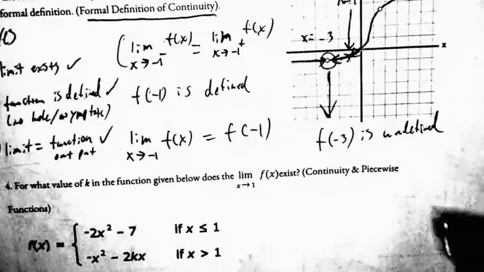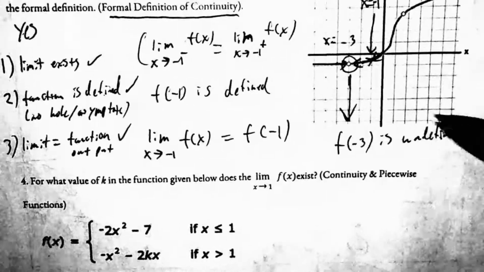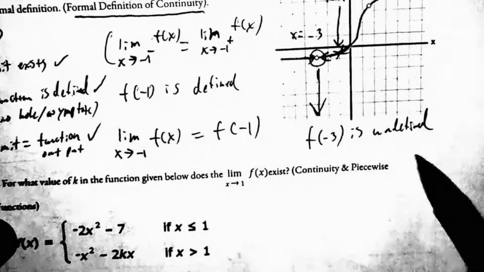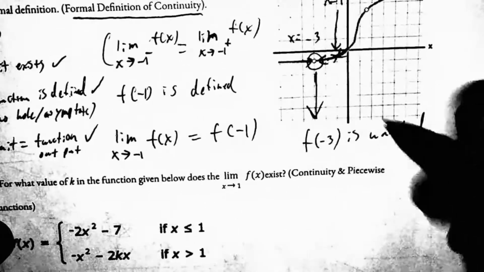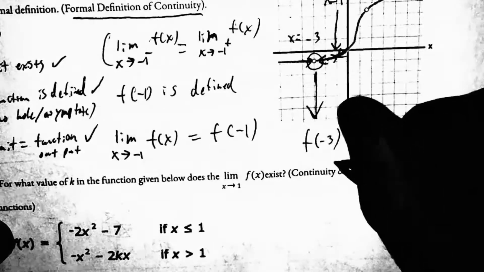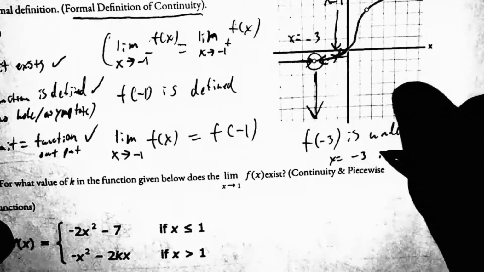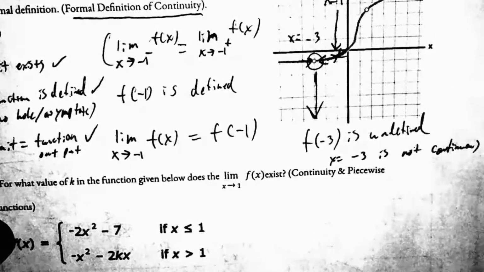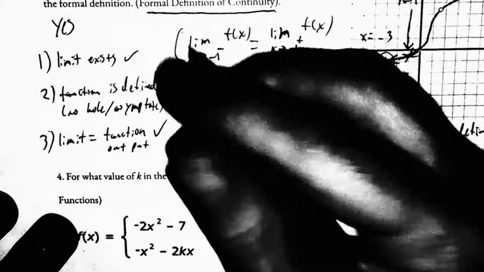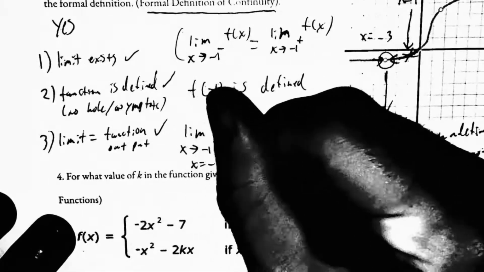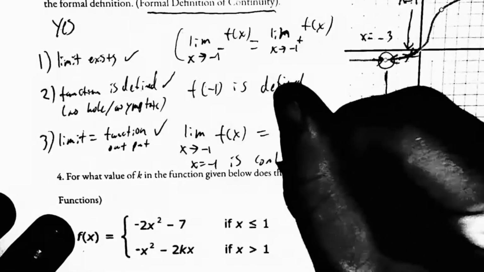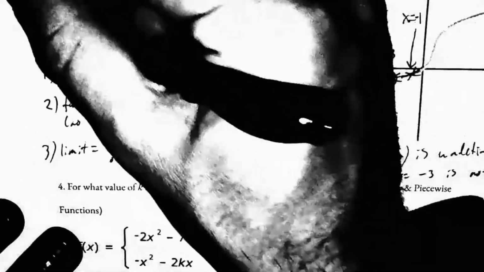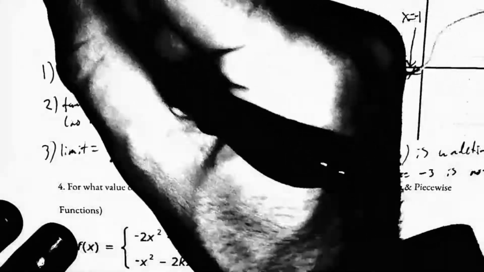so that is why it would fail. It would fail the second and it would fail the third because of that. Okay, so this would be not continuous. So x equals -3 is not continuous, but in this case, x equals -1 is continuous. All right, I'm going to box this off so it's clear this is two separate things.